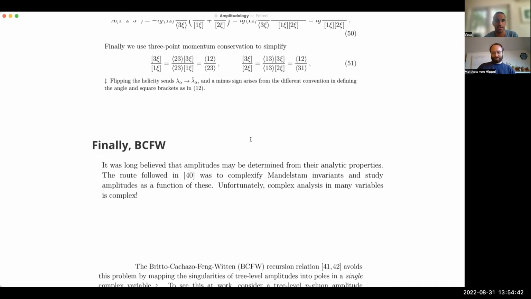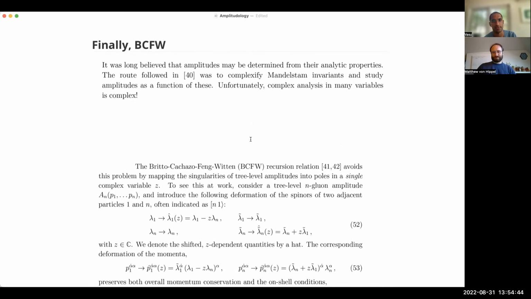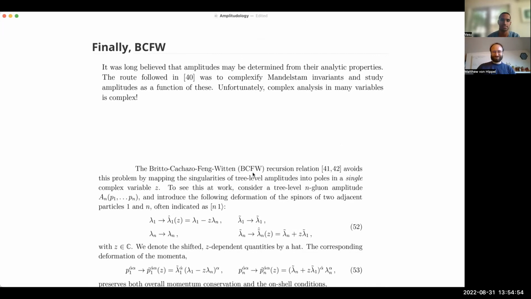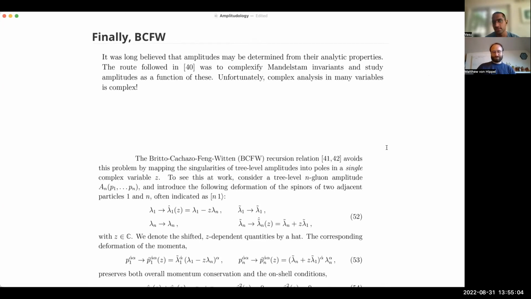Okay, so finally we get to the first fancy acronym that I was ever exposed to, during my time as a PhD student in the same institute as Freddie Cacciazzo and Matt von Hippel, at the time when he was a postdoc at Perimeter, which was the BCFW recursion relations. There are many acronyms in this field, which we can maybe go through in further editions of this. But this is a good first one to start with.